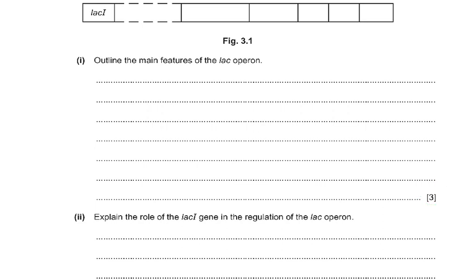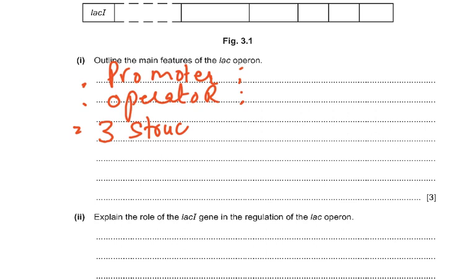So it has a promoter, it has an operator. You just wrote that, promoter, operator. Well, you got a mark for that. There's 2 marks you got. And then 3 structural genes. Well, if you wrote 3 structural genes, or you named them, if you knew the names, if you didn't know the names, then you could just say 3 structural genes. Or you named the 3 structural genes.